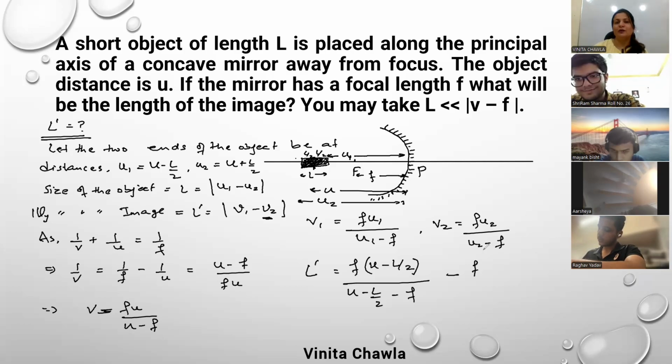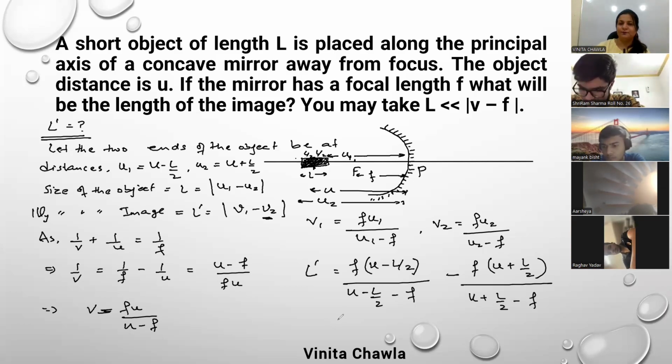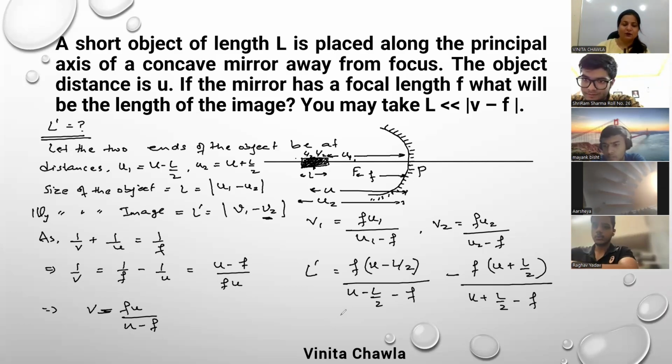f u2, and u2 is given, it is u plus l by 2. In the denominator again we'll write for u2, u plus L by 2 minus f. Okay? Clear?